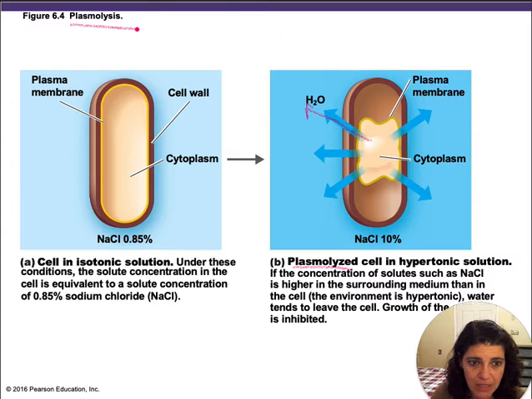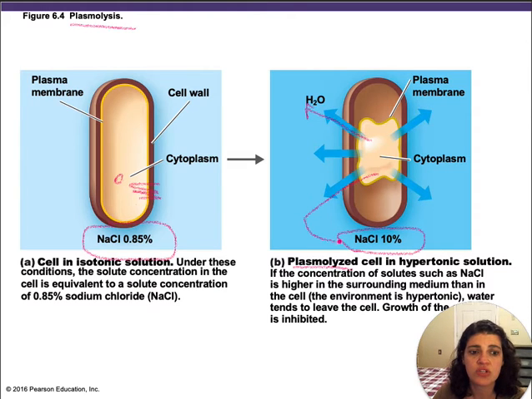Here is plasmolysis. If you keep the cell in a solution that has the same percentage of NaCl as within the cell, which is around 0.85%, nothing happens. Water is going to move in and out without any problem. But if there is high salt in the exterior, water is going to try to move out to equilibrate the concentration between what's in the cell and out of the cell.